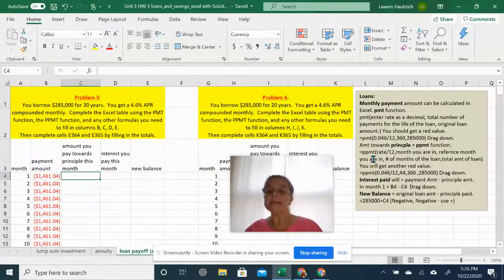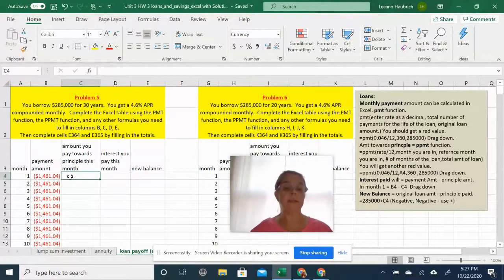So if I continue looking at the notes I put on the side, the amount towards your principal, again, Excel has a function for us. It's PPMT, the principal payment amount. You're going to put the function in, put the rate divided by 12. We have to reference the month that we're in, so I'll show you how to do that in a second. And then again, the total number of months of the loan and the total amount of the loan.